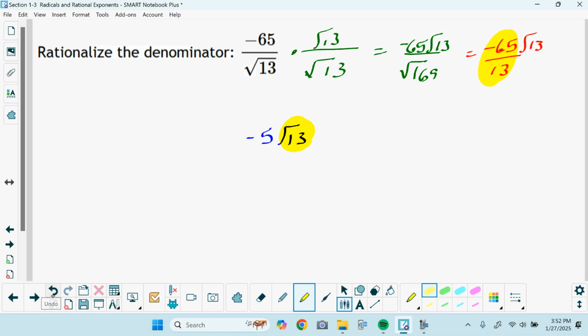All right, so by multiplying by the square root of 13, I created a perfect square right there, 169, and that allowed me to get the radical out of the denominator. That's what's called rationalizing the denominator.